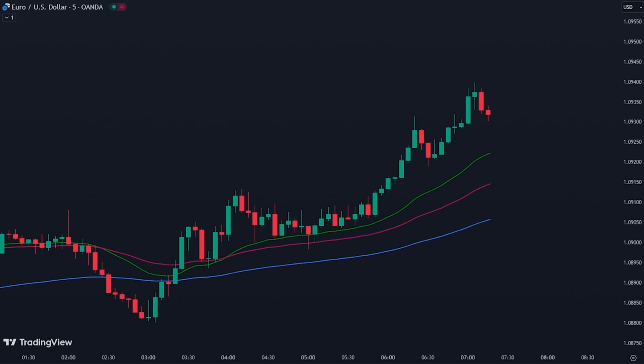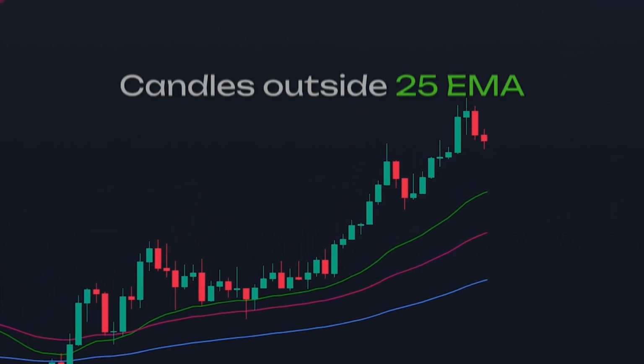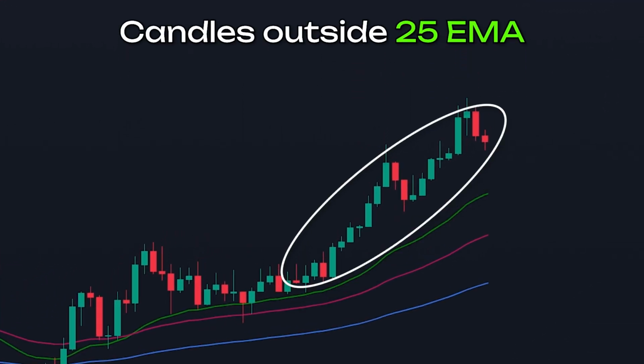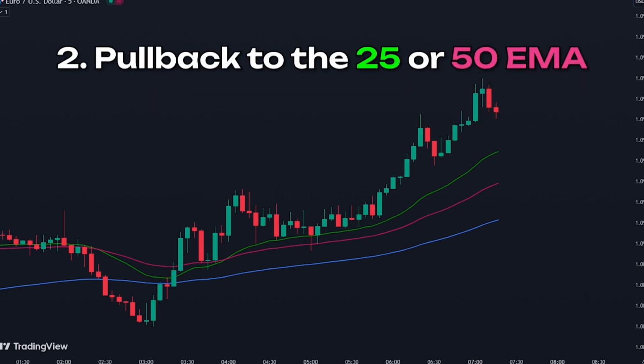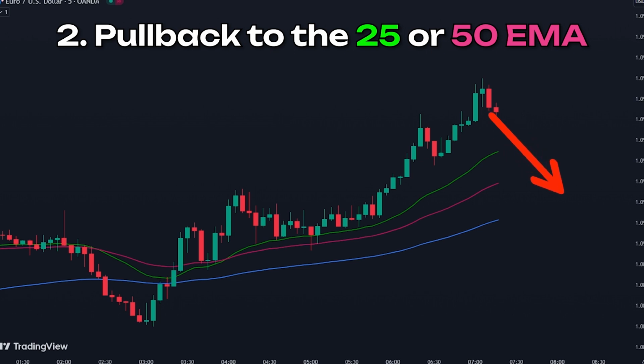The candle arrangement is crucial. Aim for a setup where the candles are completely outside the 25 EMA, as demonstrated here. Once you've spotted this arrangement, the next move is to identify our entry signal, which occurs when the price pulls back and closes below the 25 or 50 EMA.